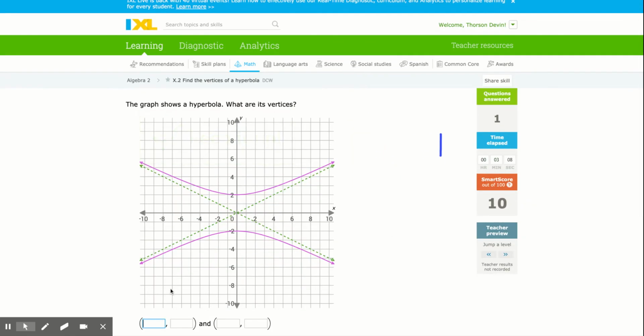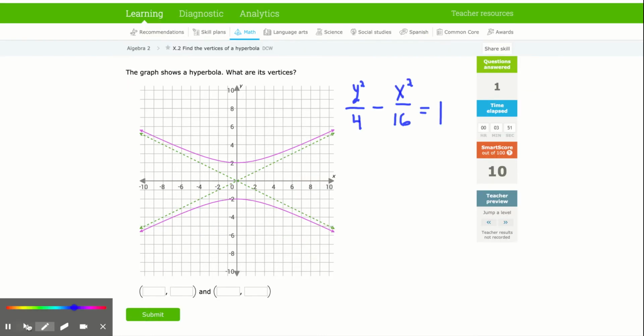Now, again, this one here, you would actually see it as y squared over 4 minus x squared over 16. Y squared, now that's open up and down rather than left and right. And again, this is my a squared, not the 16. This is my a squared.